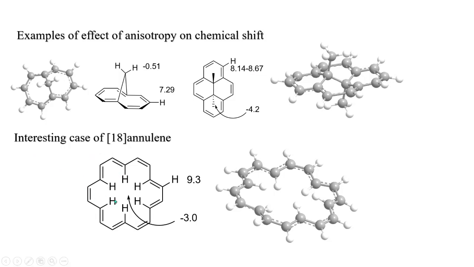Now this is an interesting case of 18-annulene. If you see the 18-annulene, which is an aromatic one, these internal protons will resonate at minus 3.0, that is a negative delta value, and the outer protons resonate at 9.3 delta value. That is, this comes in the de-shielding zone and this is the shielding zone.